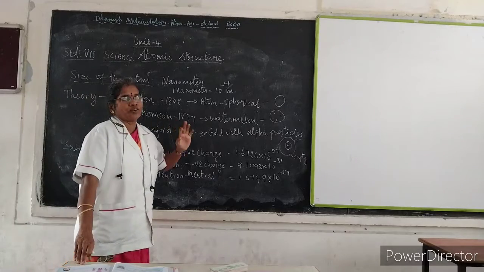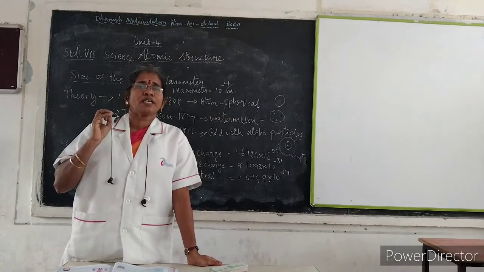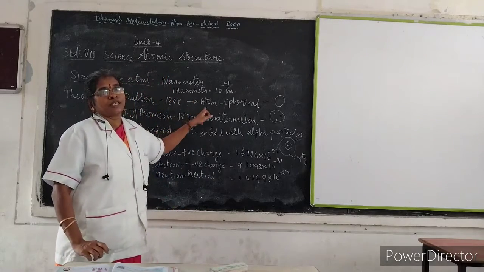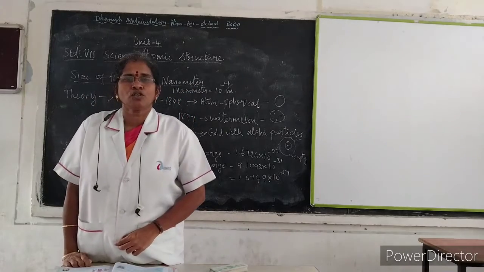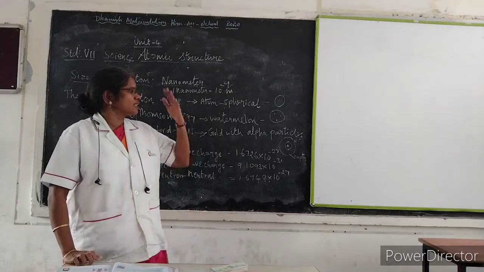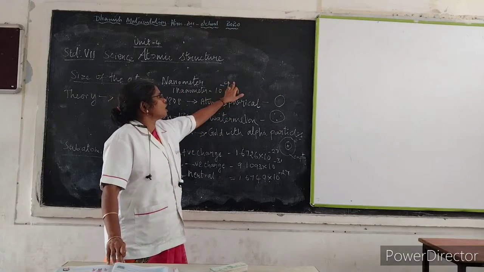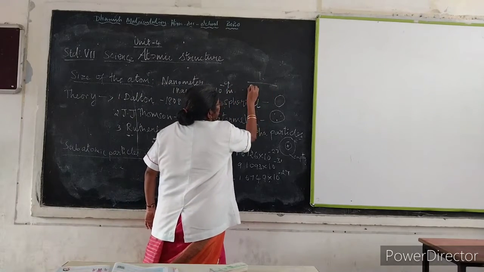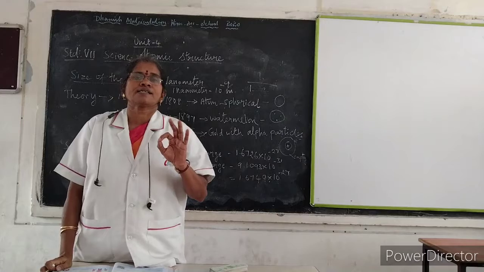The size of the atom is very small, very negligible. The size of the atom can be measured by means of nanometer. You know the table, 10 millimeter, 1 centimeter, 10 centimeter, like that. Here, 1 nanometer is nothing but 10 to the power of minus 9 meter. That means it is 1 divided by 1 followed by 9 zeros.